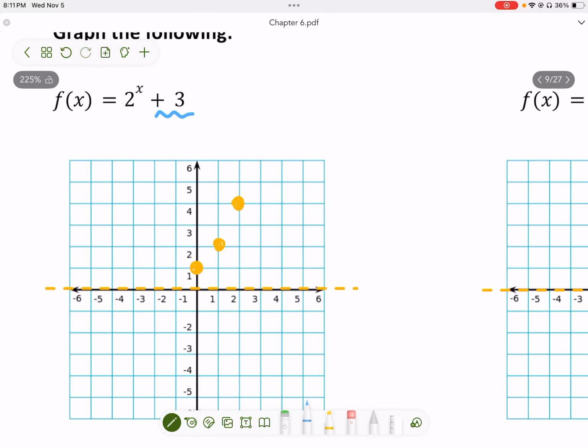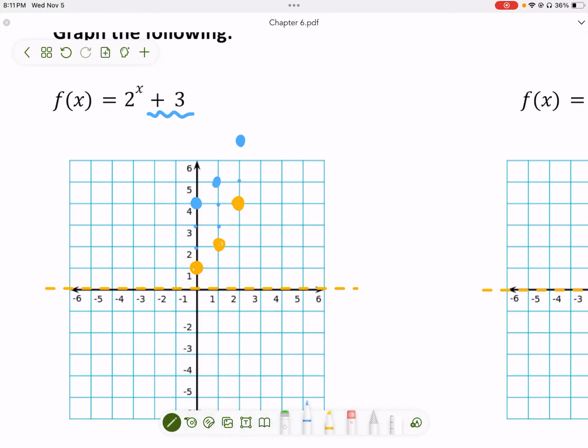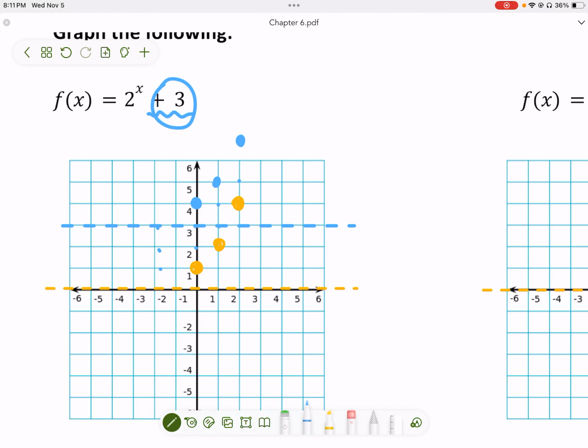Now, this tells you we're going to move the function up 3 units. So 1, 2, 3. Running out of room, but we'll pretend that that's right there. That also means that your asymptote is going to move up 3 units. So 1, 2, 3. Right? This +3 is definitely a giveaway on where the asymptote's going to be for this question. So let's draw our curve.